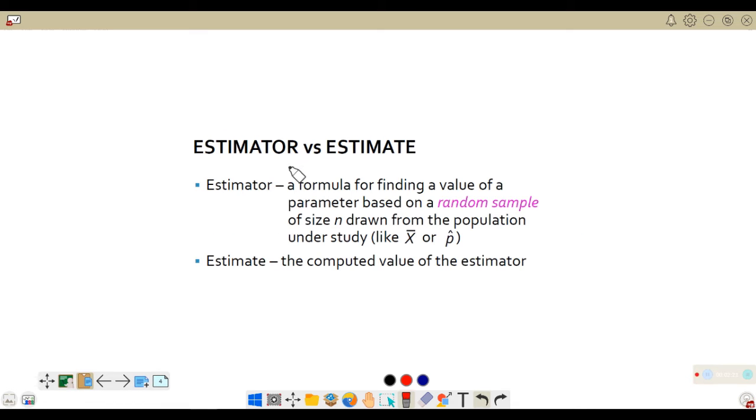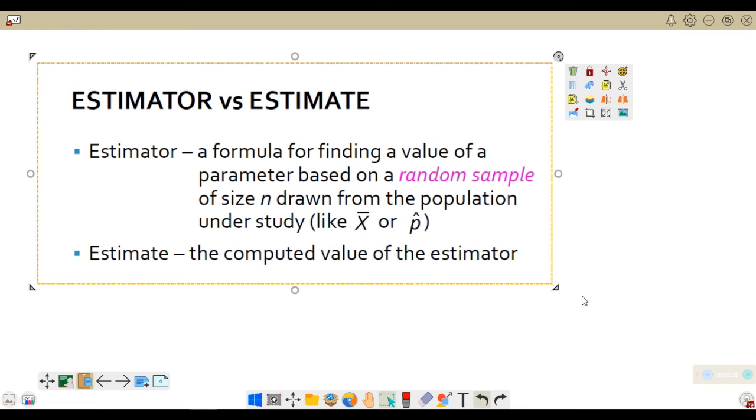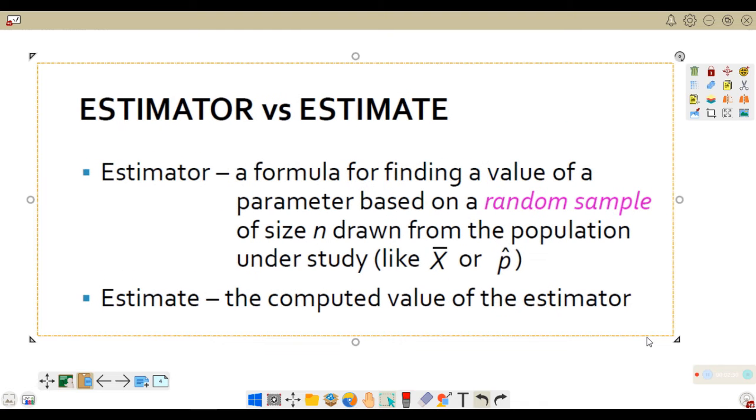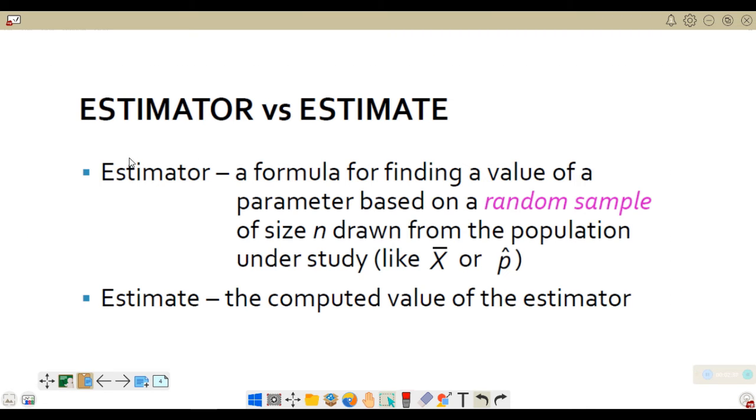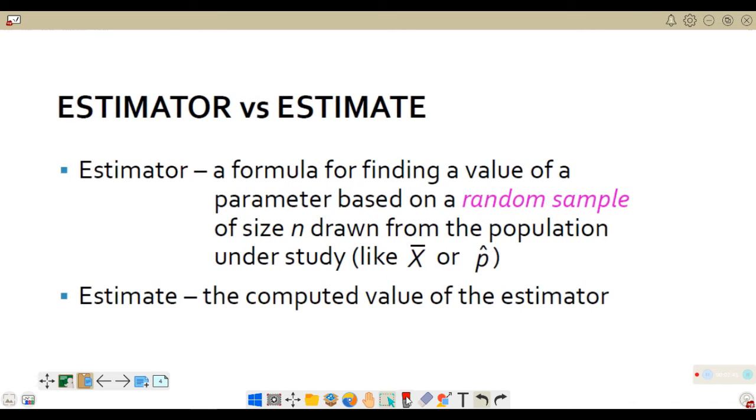Now, this is often the source of confusion. Sometimes, we confuse estimator as an estimate and estimate as an estimator. But actually, they are different. When you say estimator, that is the formula you use in finding the estimate. Okay? So, estimator is a formula for finding a value of parameter based on a random sample of n drawn from the population under study.